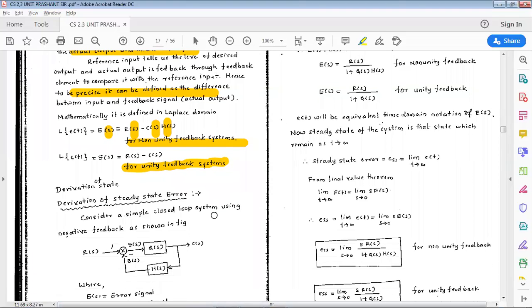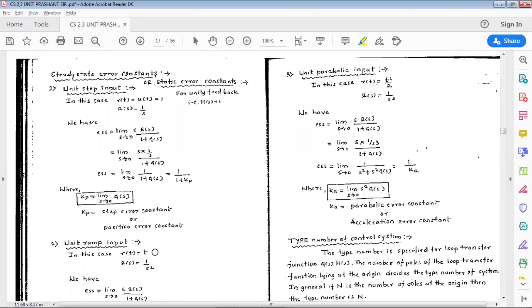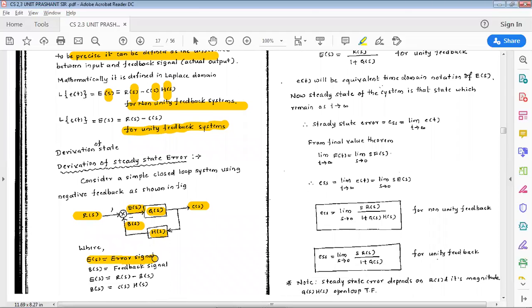Now consider a simple closed loop system using negative feedback as shown in the figure, wherein R(s) is the input, C(s) is the controlled output, H(s) is the feedback element, G(s) is the forward gain, E(s) is the error, B(s) is the feedback signal. That's what we have explained here, all these terms. E(s) can be written as R(s) minus B(s), where B(s) is the product of C(s) and H(s).